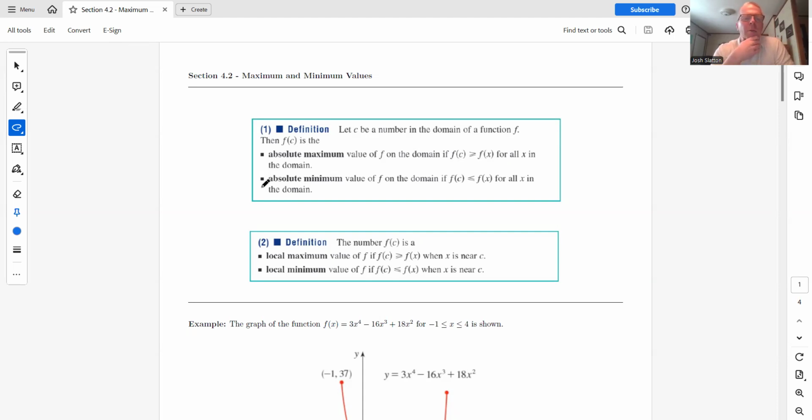And we can talk about absolute value, our absolute maximum, absolute minimum. We can also talk about local max and local min. So I'll let you read over those definitions. I won't read them to you. But let's just look at this example.